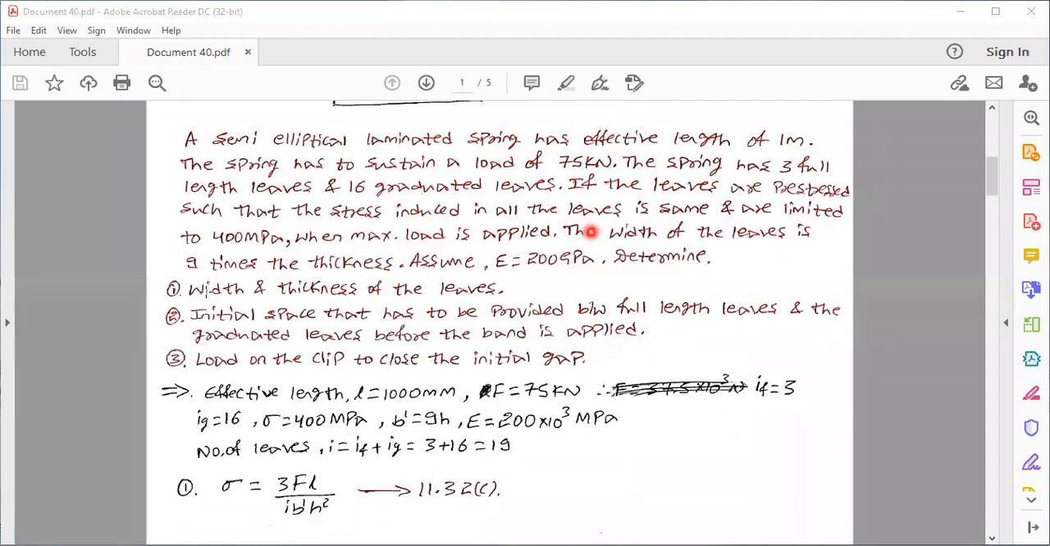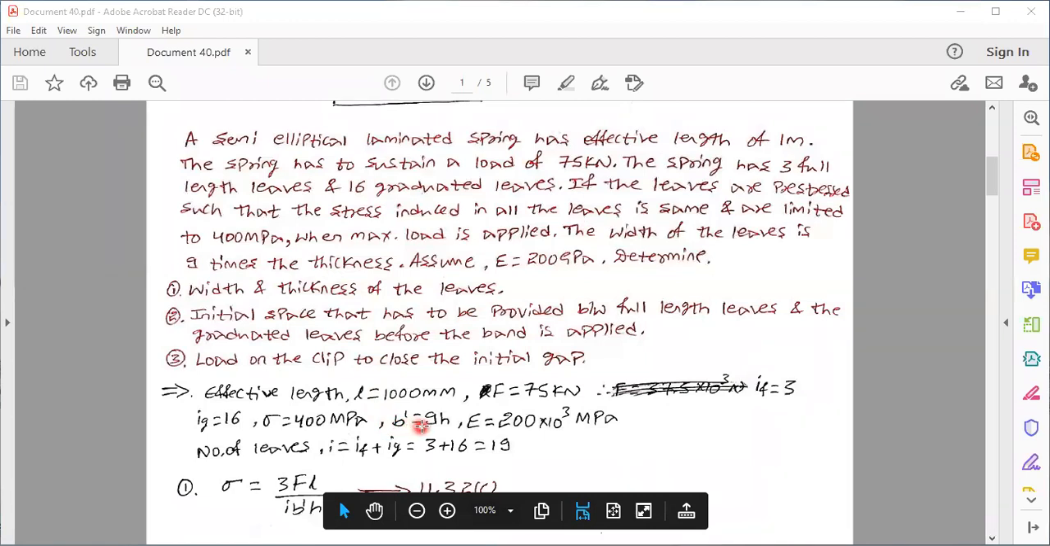The width of the leaves is 9 times the thickness. Therefore, width of the leaves B dash is equal to 9 times the thickness, that is 9 into H. Thickness is denoted by H.